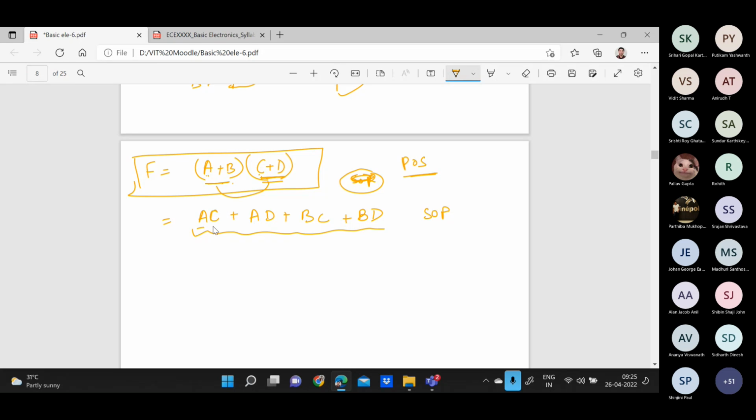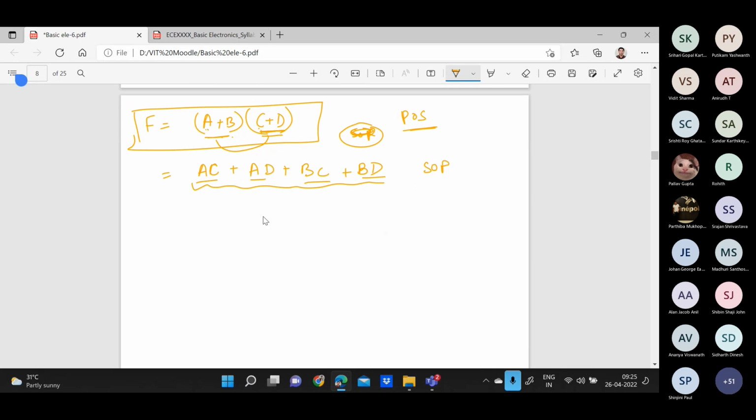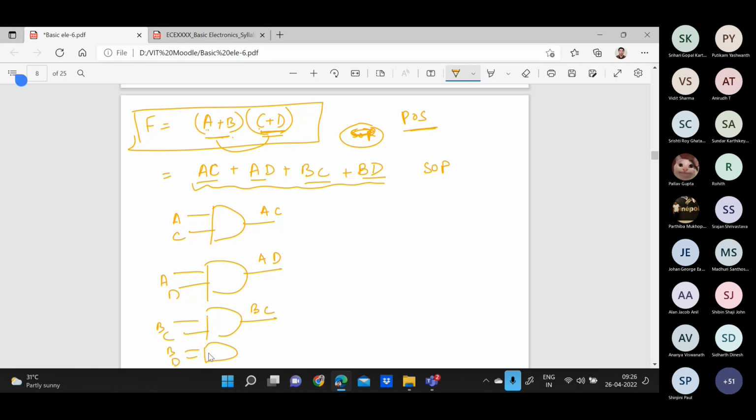Now you know this is an AND operation, this is an AND operation, and after that we have an OR operation. In just 2 minutes I'm designing this one. This is AC, so you can write down AC. After that you can write AD, and this is BC, so you will get BC here. And similarly you will get BD here. And one OR gate I require. So the OR gate you can design like this, and that will give you the output, the sum of all.